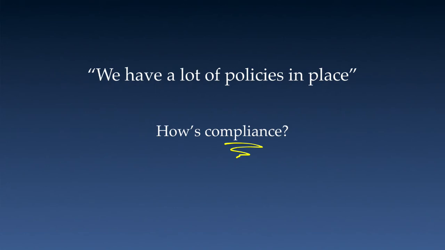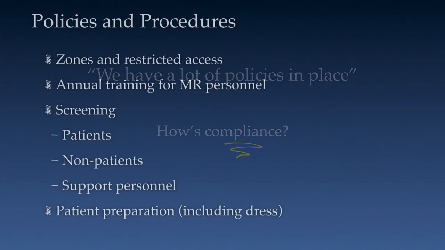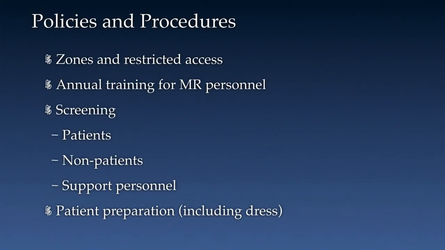Now, this list of certain main headings, if you will, of policies and procedures is not meant to be all-inclusive, but I took some of the main headings from the ACR guidance document, and this is what I would recommend as kind of a bare minimum start. You need policies and procedures that address these areas. For example, the safety zones and restricted access to the MRI area, specifically zones 3 and 4.